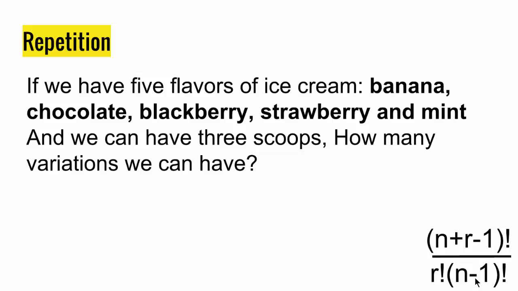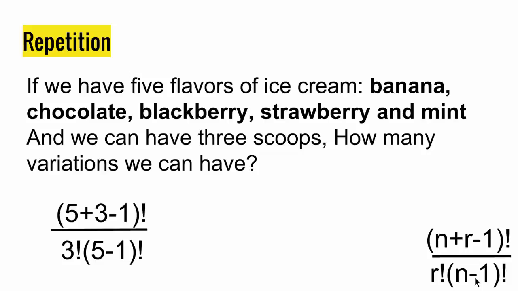So our n here is 5 and our r here is 3. So basically what we get is 5 plus 3 minus 1 factorial over 3 factorial times 5 minus 1 factorial. So above we get 5 plus 3, 8, minus 1 is 7 factorial over 3 factorial times 4 factorial, and this is 35. So we can get 35 different ways where we have 5 different flavors and we get 3 scoops. We can get, for example, a scoop of blackberry, strawberry, and mint. We can get a scoop of chocolate, blackberry, and strawberry, or 3 strawberries or 3 mints. So we can get 35 different ways where we get 3 scoops and repetition is allowed.